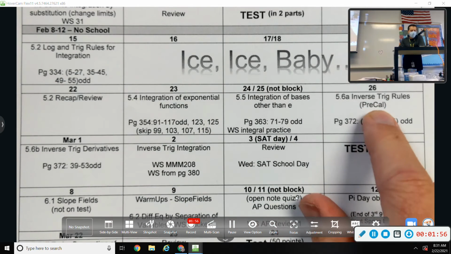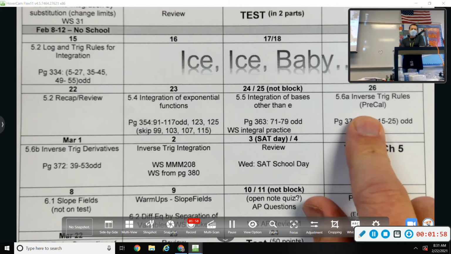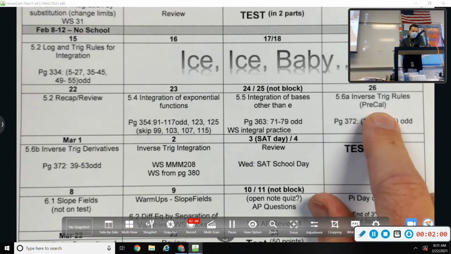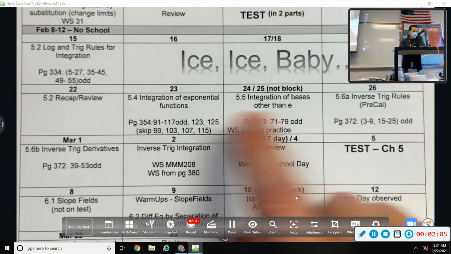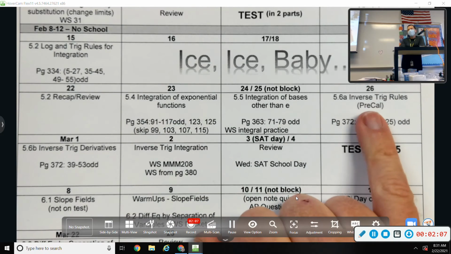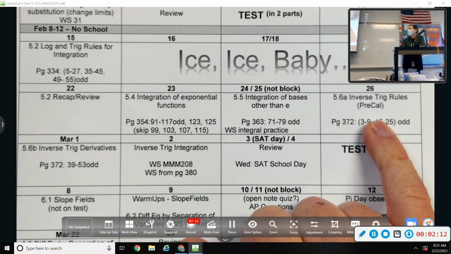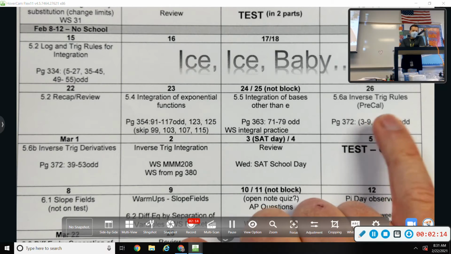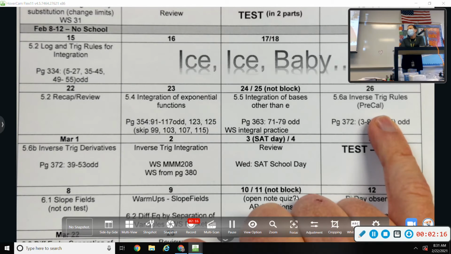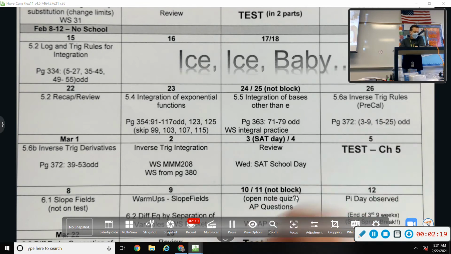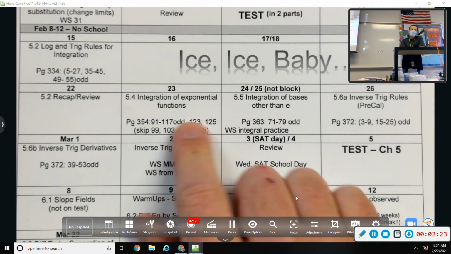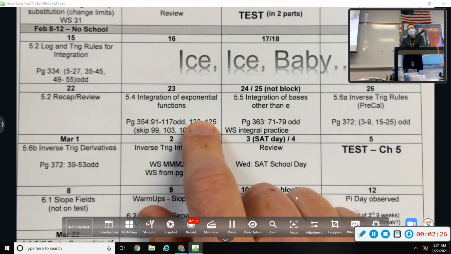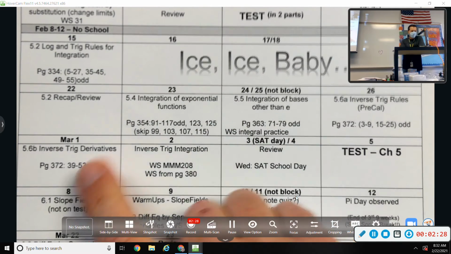This Friday we'll take a day that's just pre-cal. In fact, that's exactly what we're doing in pre-cal right now. So I'm going to do this lesson in pre-cal tomorrow, and then I'll do the exact same lesson for you guys on Friday. It's just inverse trig. It's been a while in pre-cal. So this is strictly a pre-cal lesson, but it's one that maybe you've forgotten. And then we'll go into inverse trig derivatives and inverse trig integration. But it's integration, antiderivatives, tons of U-substitution in this unit.